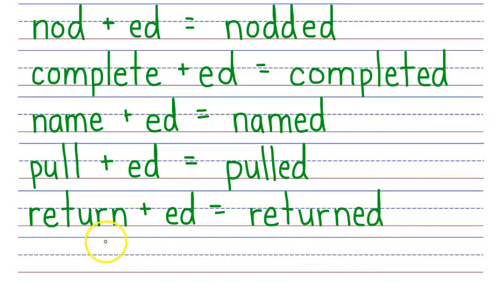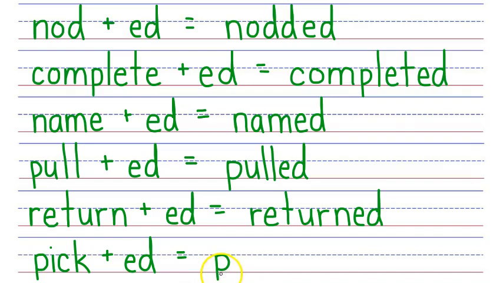Next word is pick. Pick is spelled with a P that says P, an I that says I, and a CK that says K. Pick. I pick. Now to make it happen in the past, we add ed to get picked. I picked. Now did you hear the last sound in picked? That's the T that says T.